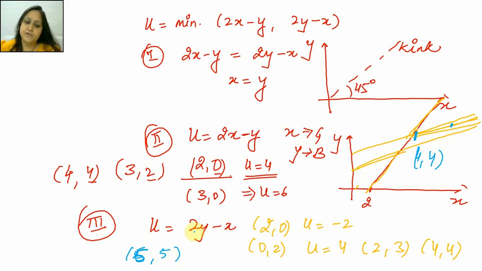How? 5 into 2 is 10. 10 minus 6 is 4. So this point is 6, 5. This point of 6, 5 is giving me a utility of 4. Right? Similarly here, this point of 5, 6 is also going to give me a utility of 4. So 6, 5 will be here and 5, 6 will be somewhere here. These 3 points are lying on the same IC because these 3 points are all giving me a utility of 4, which is why this should be my IC.